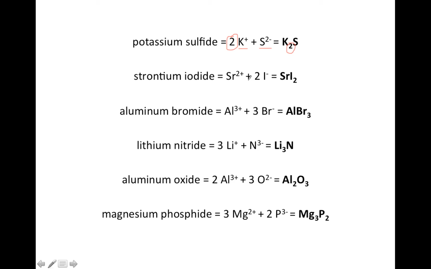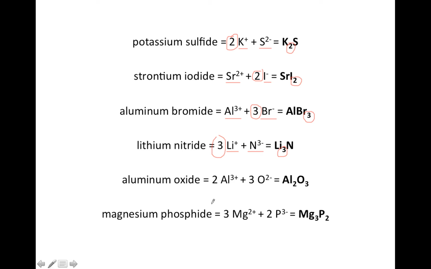So we can go a little bit faster through the rest of these. Sr is column 2, group 2, so it's +2. Iodine, column 17, so it's -1, so you're going to need 2 iodides, so SrI2. Aluminum ion +3. Bromide, column 17, -1, so you're going to need 3 bromides for every aluminum, so you make a subscript of 3 there. Lithium +1 because it's in group 1, and nitrogen -3 because it's in group 15. So you're going to need 3 lithium ions for every 1 nitride ion. So we'll make a subscript of 3 after the Li.